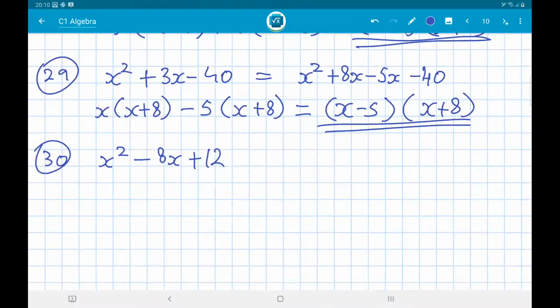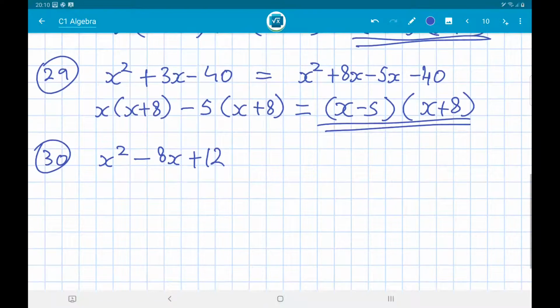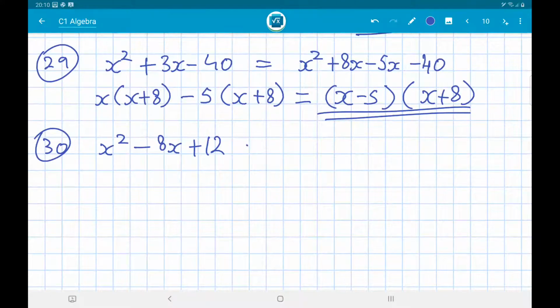Okay, so we need to find something that multiplies to give 12 and adds to give minus 8. I'm probably going to go with minus 6 and minus 2, because minus 6 multiplied by minus 2 gives you 12. And minus 6 minus 2 gives you minus 8.